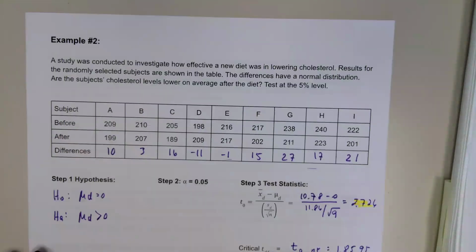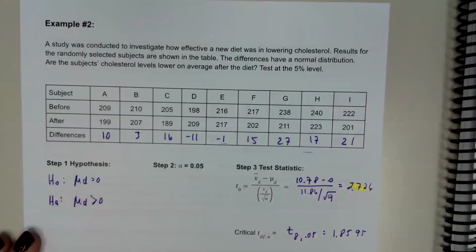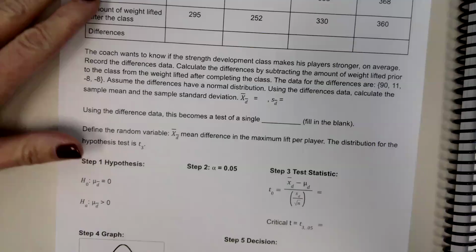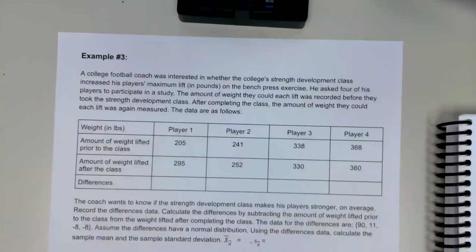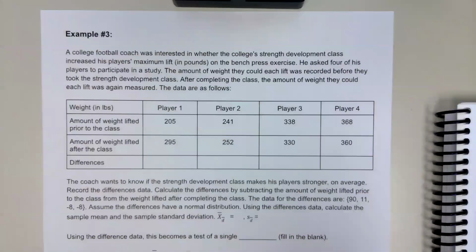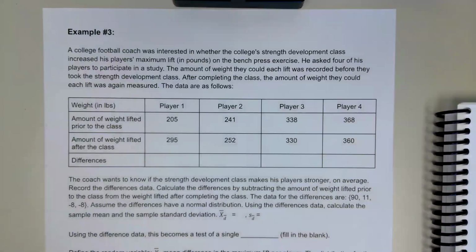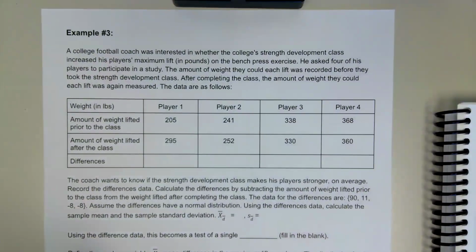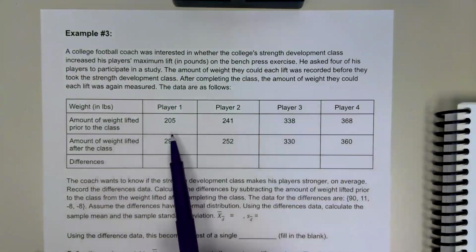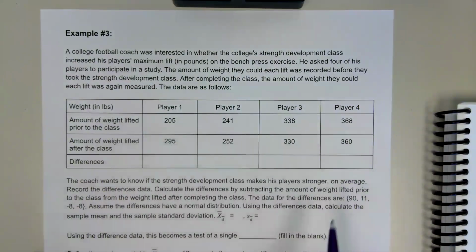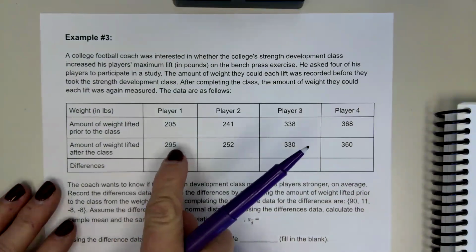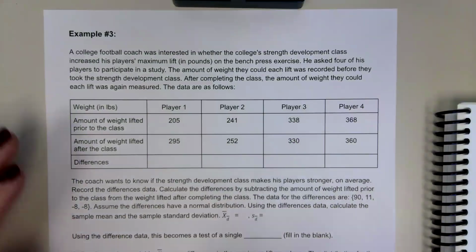With example 2 done, let's look at example 3. Example 3 says a college football coach was interested in whether the college's strength development class increased his players' maximum lift on the bench press. He asked for players to participate in a study. So they lifted prior to taking the class. This is what they could lift, and this is what they could lift after taking the class. And we are hoping that our after is bigger than the before.